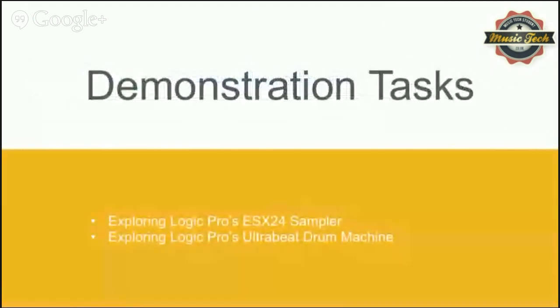So we're going to go over to do a demonstration. We're just going to look at the two different kinds of sampling instrument, which is the instrument sampler, EXS-24 in this instance, and also the drum machine, and look at how they differ and how you might be able to use them for your own productions.